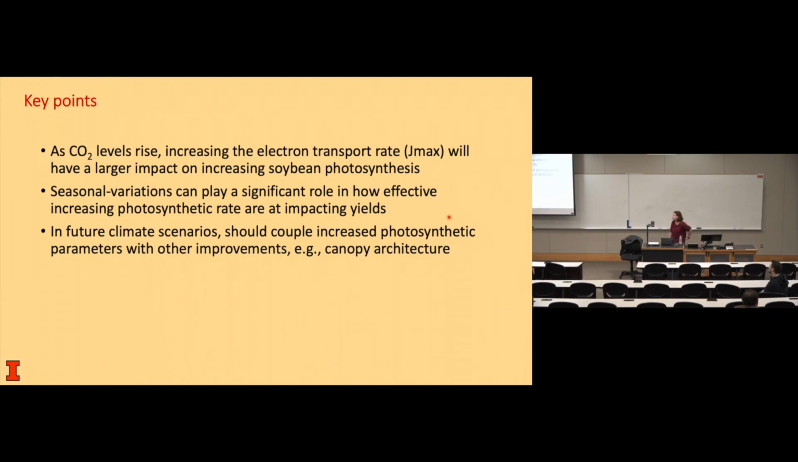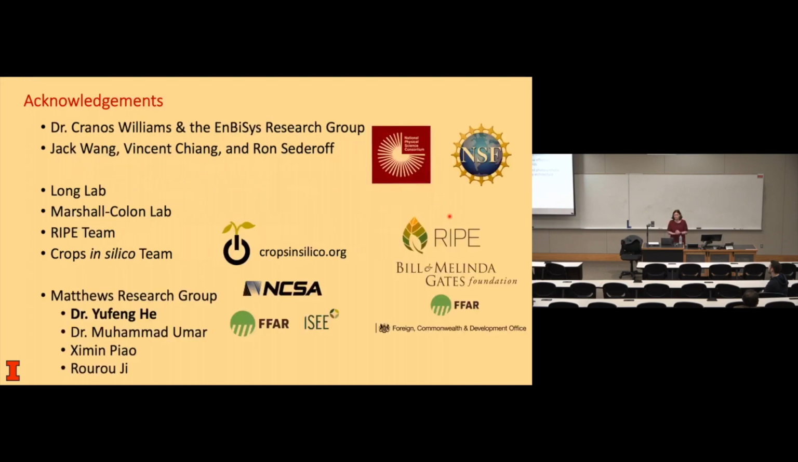Seasonal variations also play a significant role in how effective increasing these photosynthetic rates are at impacting the yields. And it suggests that in future climate scenarios, we should really be looking at coupling increased photosynthetic parameters with other improvements, such as to canopy architecture, which would impact how much light is able to get through the canopy. So that brings me to the end.